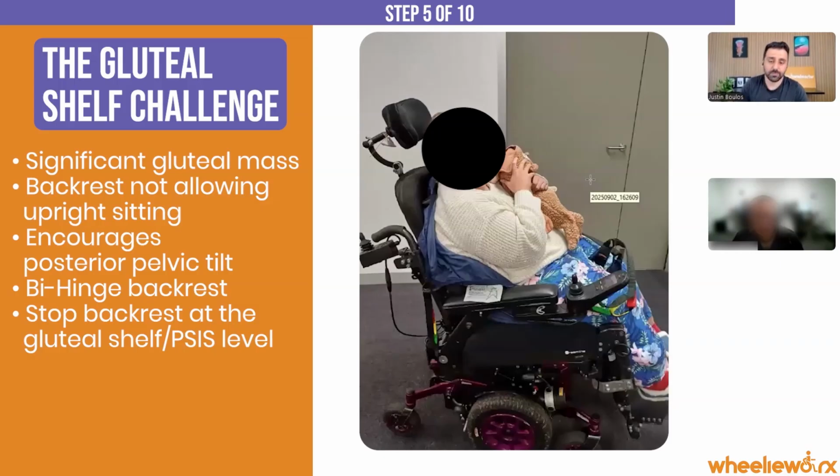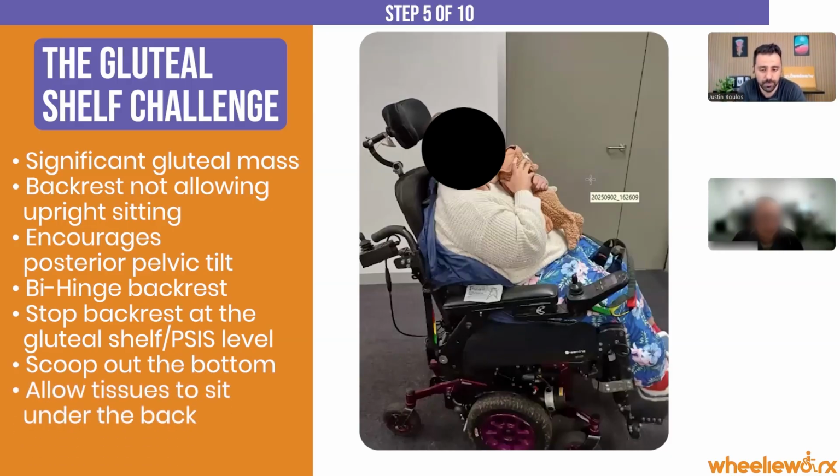Sometimes what I've done before is do a really thick backrest and I'll scoop out the bottom of the backrest on some other chairs, like to scoop out the bottom for her bottom. But yeah, I was thinking going the shorter backrest that essentially stops above the gluteal shelf where the PSIS is. And her bottom still pushes her forward in the seat when she reclines.